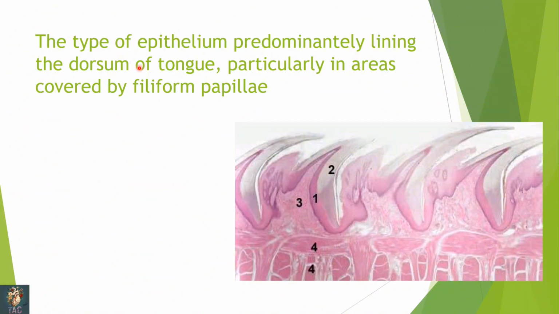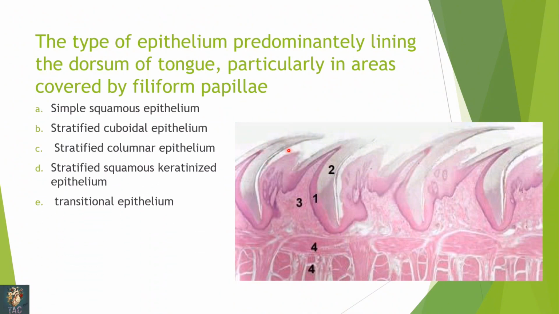Another important MCQ: the type of epithelium predominantly lining the dorsum of the tongue, particularly in areas covered by filiform papillae. So here you can see the filiform papillae, these are present and these are covered by stratified squamous keratinized epithelium. So the correct option is D, that is stratified squamous keratinized epithelium.